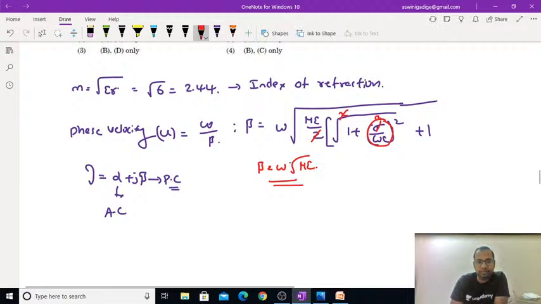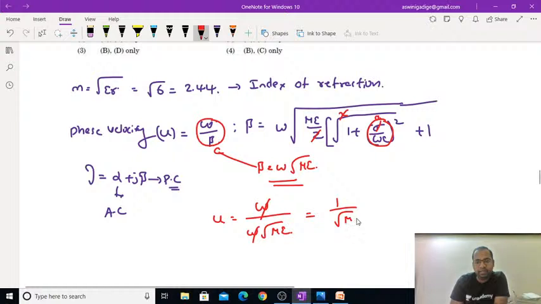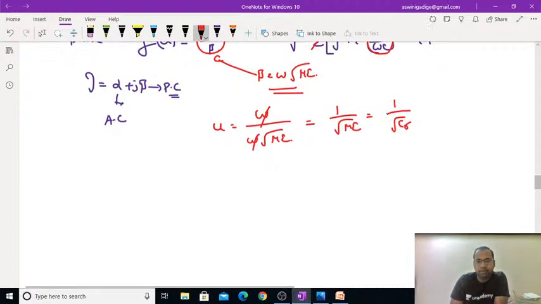Okay, I will get like this. And let's take this value and substitute here. Then my phase velocity becomes equal to omega divided by beta, that is omega divided by omega root of mu epsilon. And omega in both these two gets cancelled, then you can take root of mu epsilon. That means as per the given data you can simply take it like this. Root of 1 divided by root of epsilon r, that means 1 divided by root 6.